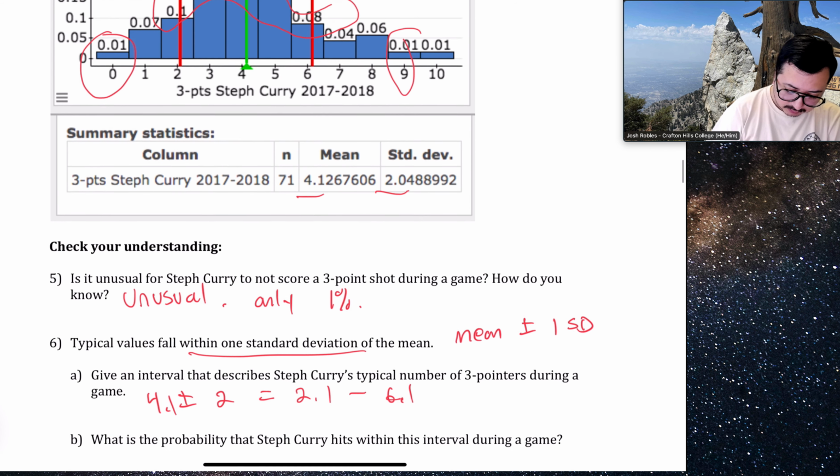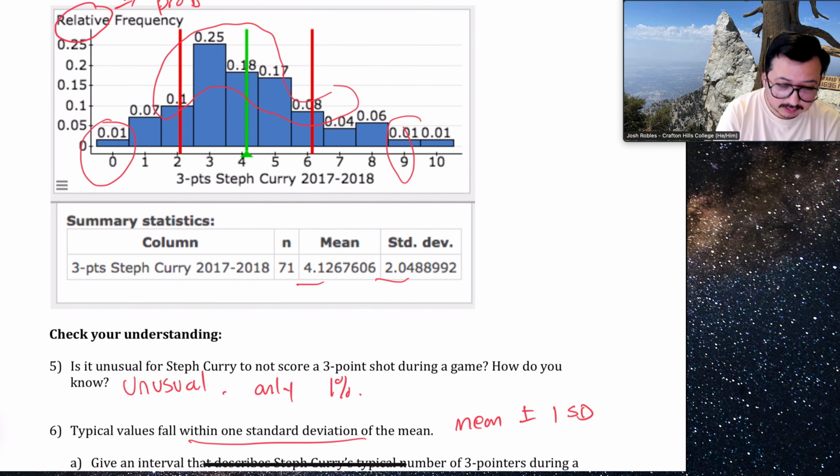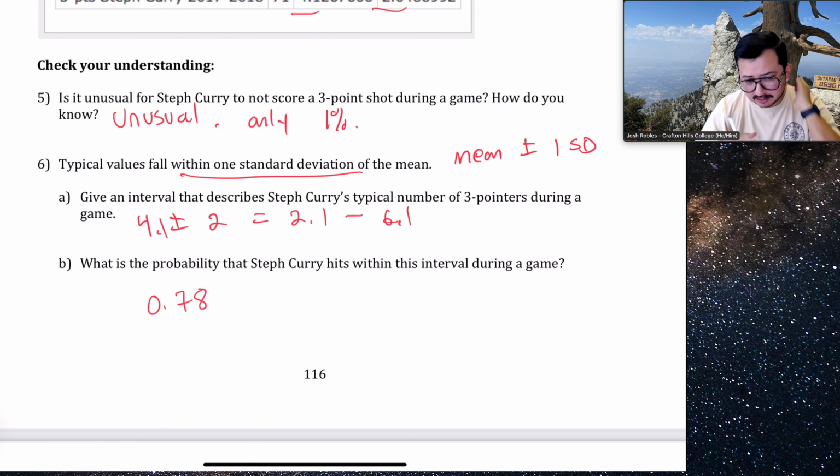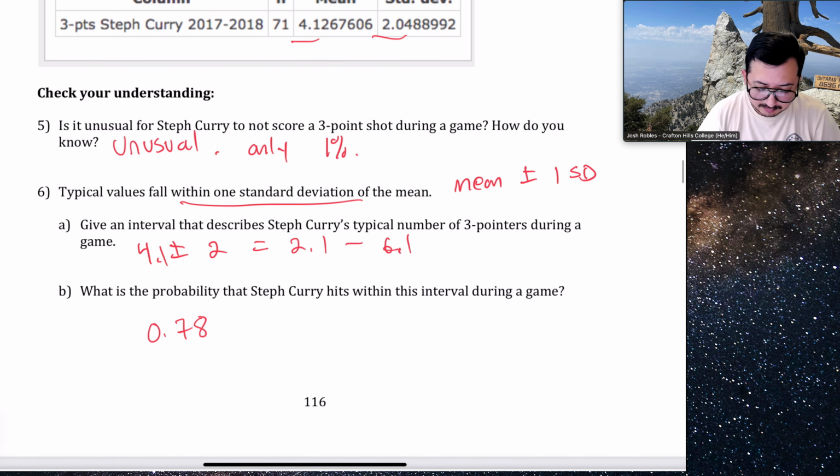So what are all those probabilities? 0.1, 0.25, 0.18, 0.17, and 0.08. And if we add them all up, we find the overall probability of getting within 1 standard deviation, which we could call a typical interval. So I'm going to go and add those up. So that was 78%. And so that was a large percentage, right? Most of the time, 78% is really high. Most of the time, he's going to score within that many.